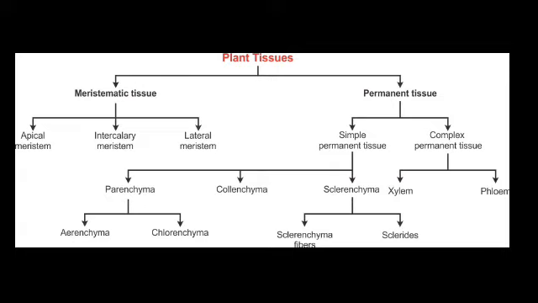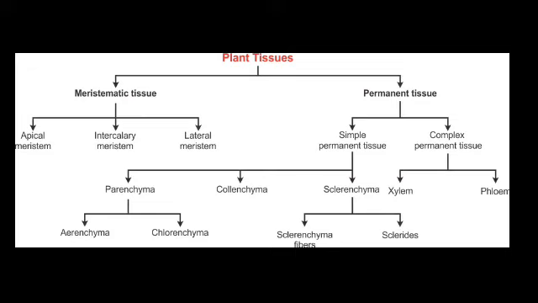So the permanent tissue which is made up of the same type of cells is known as simple permanent tissue, and the permanent tissues which are made up of different types of cells are known as complex permanent tissue. That's why it has been given the name complex permanent tissue. Complex permanent tissue is of two types, xylem and phloem. Xylem and phloem are the conducting tissues in the plant body. While xylem conducts water and minerals, phloem conducts the food materials. So xylem and phloem together constitute the vascular tissue.